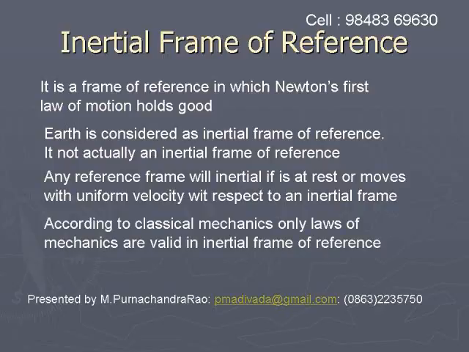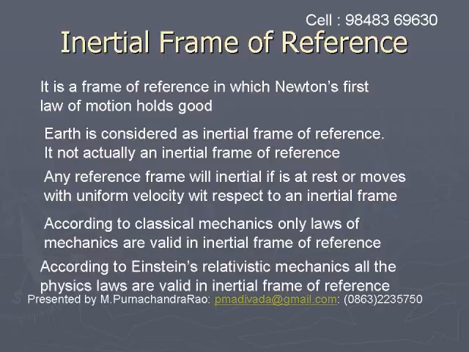So any rocket or object moving with uniform velocity with respect to Earth is an inertial frame. On Earth, the forces are due to the mass of the Earth. So whenever gravitational forces are present, such a frame of reference is known as an inertial frame of reference. According to classical mechanics, only the laws of mechanics are valid in an inertial frame of reference. But according to Einstein's relativistic mechanics, all the laws of physics are valid in inertial frames of reference.